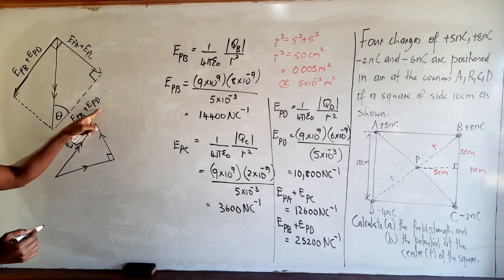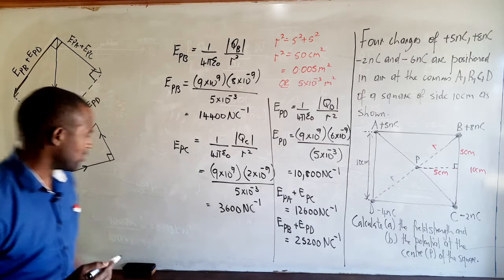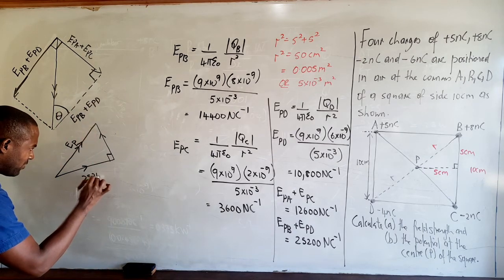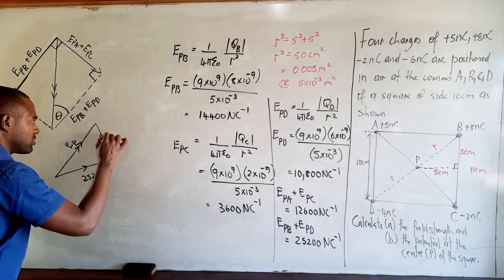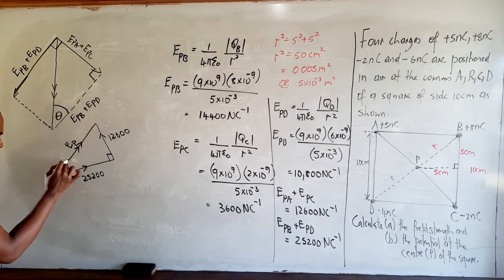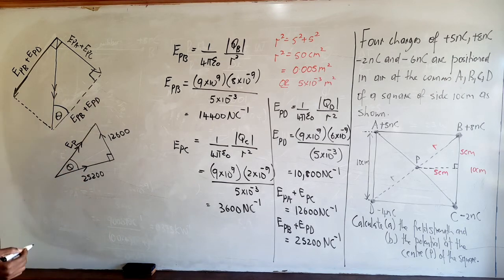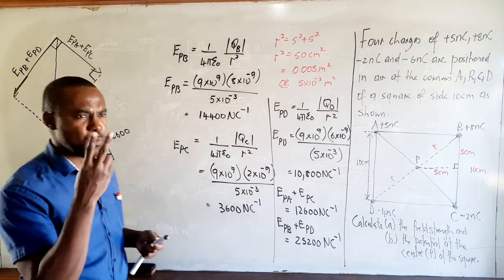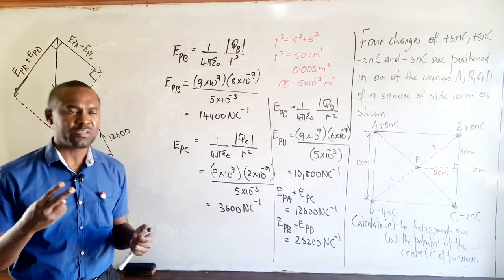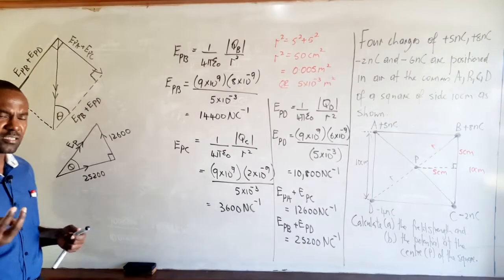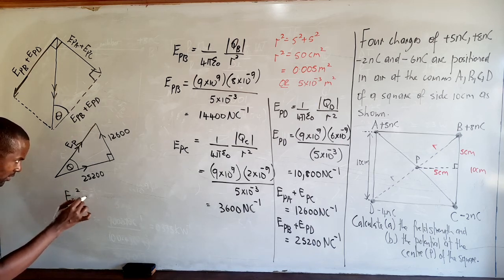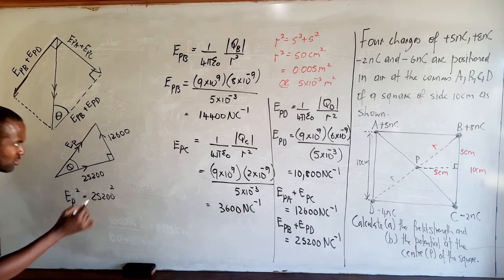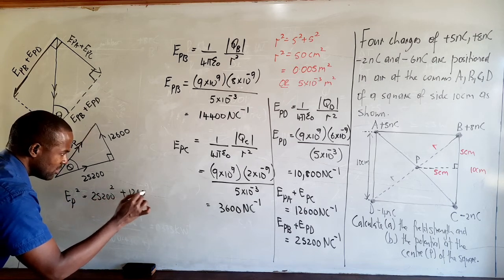Now EPB plus EPD, we know that is 25,200. So this right here is 25,200. And EPA plus EPC, this is 12,600. Right? And of course, this is our angle theta. Good? So now that we've basically reduced the situation to two perpendicular field strengths, we can now use Pythagoras' theorem to find the magnitude of the resultant and, of course, a trig ratio to find the angle. So by Pythagoras' theorem, we can say that EP squared is equal to 25,200 squared plus 12,600 squared.